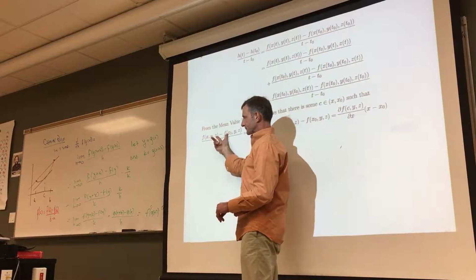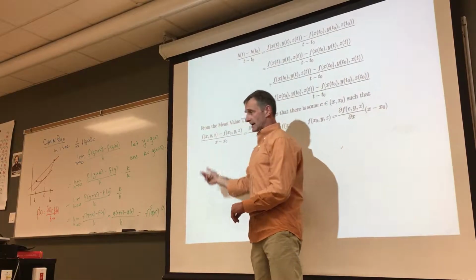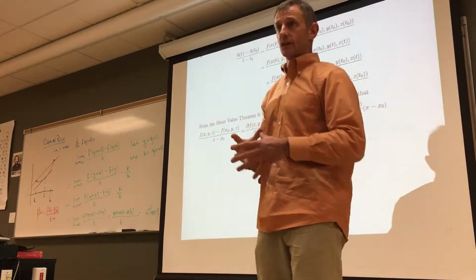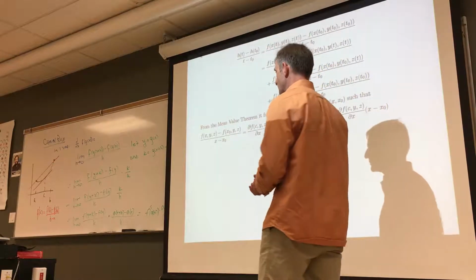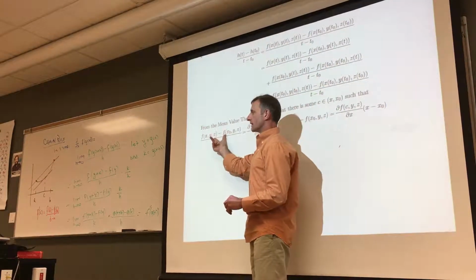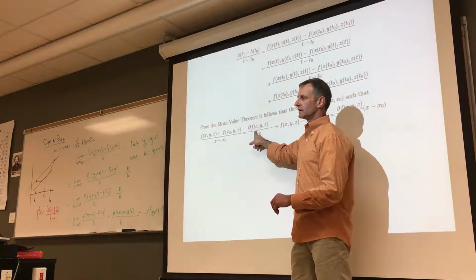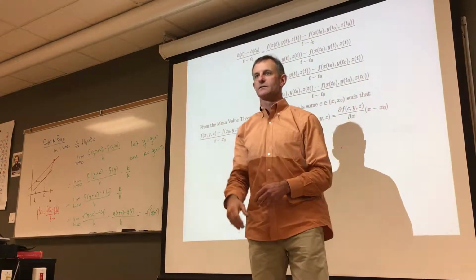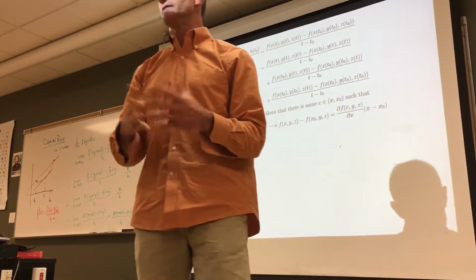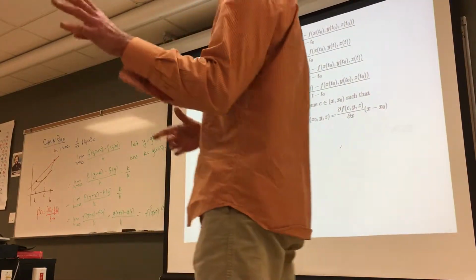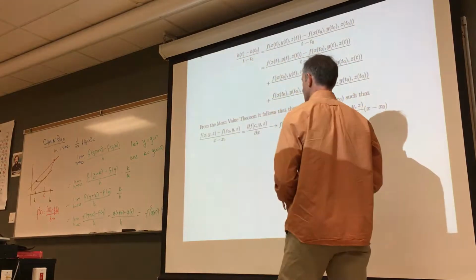If I take that and write it this way, I know this difference over that. Mean value theorem guarantees me, right? Assuming this is a differentiable function, mean value theorem guarantees me a point between x and x naught where the partial derivative exists and matches the value of that function there. We're almost done. That's what the mean value theorem gives me.